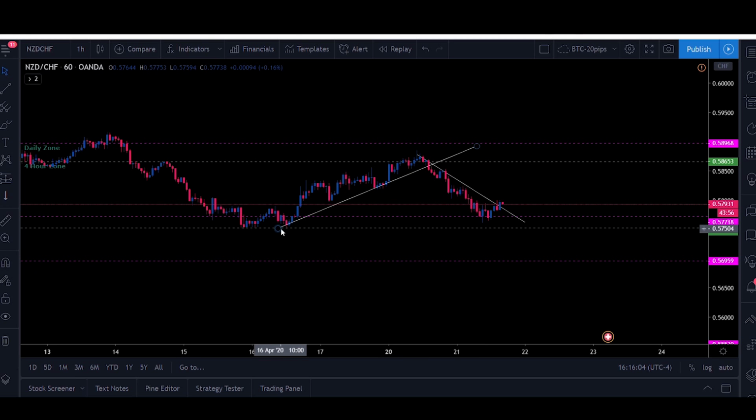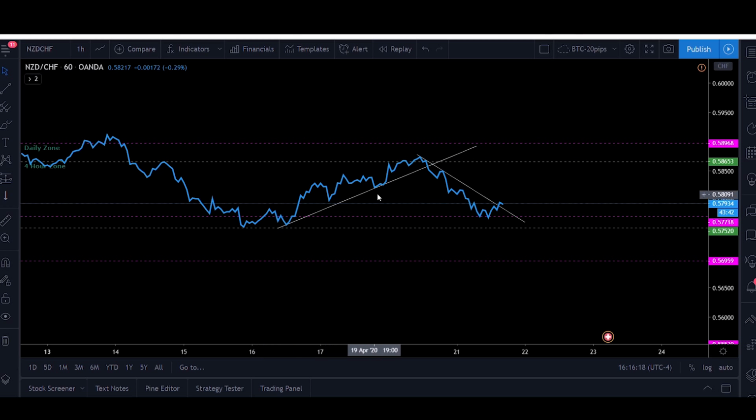You start from the low. If it's an uptrend, you start from the low and you connect your peaks. If it is a downtrend, you start from the high and connect your peaks.